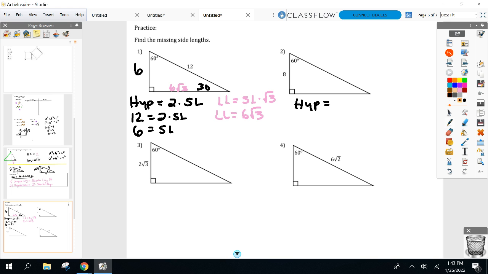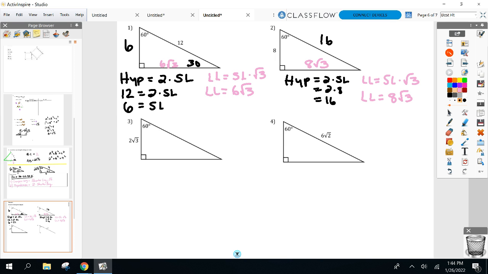Hypotenuse equals 2 times shorter leg. And again, you don't have to show me this. I know some of you can just double it by now in your head. 2 times 8, hypotenuse, 16. Done. Ready for the longer leg. Longer leg equals shorter leg times radical 3. Longer leg, 8 radical 3. Any issues? So let's face it, when you're given the shorter leg, think life is good. Life is good for now.